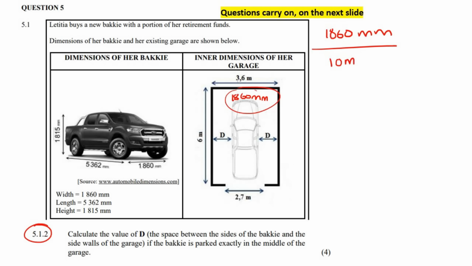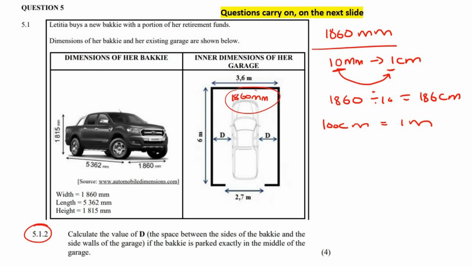10 millimeters is 1 centimeter. You see how the millimeter number is always bigger? So to go from millimeters to centimeters, we divide by 10, and that's going to be 186 centimeters. Now we know there's 100 centimeters in 1 meter. You see how the centimeter number is always bigger? So to go from centimeters to meters, you divide by 100, and that'll be 1.86 meters. So this distance across here is 1.86 meters.